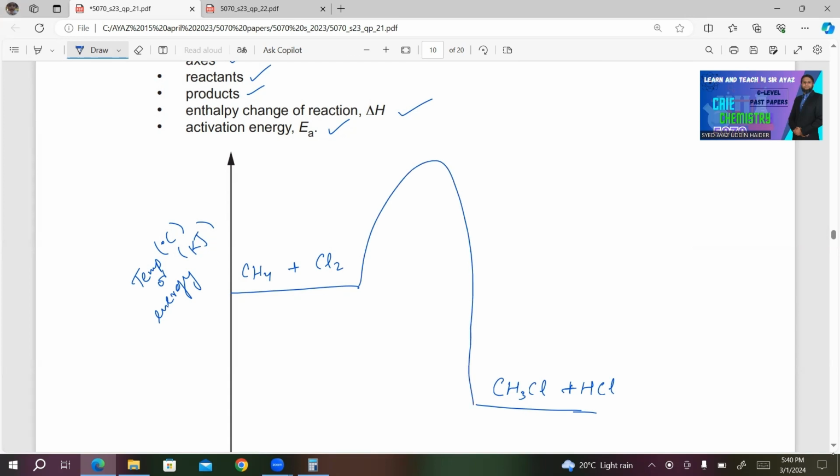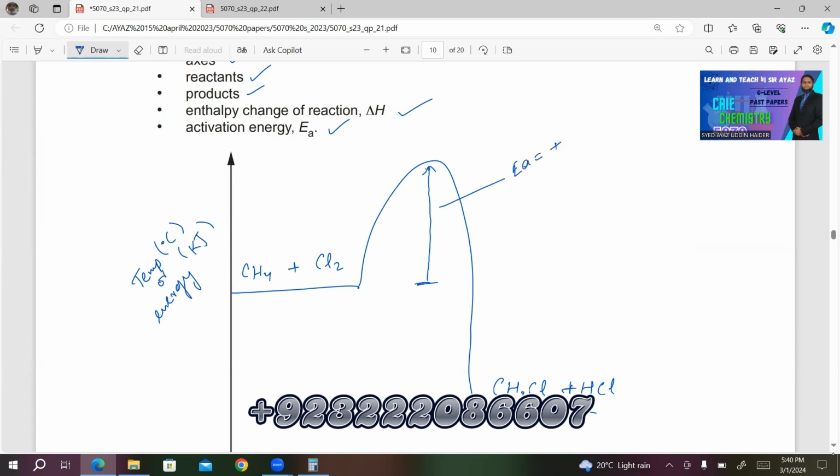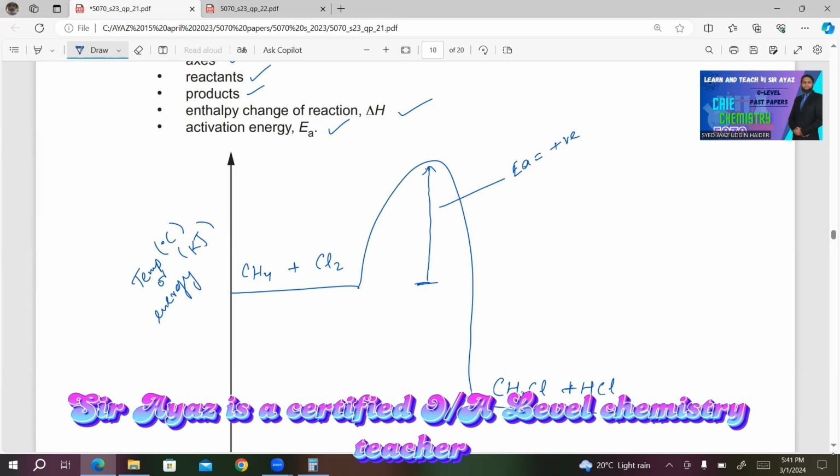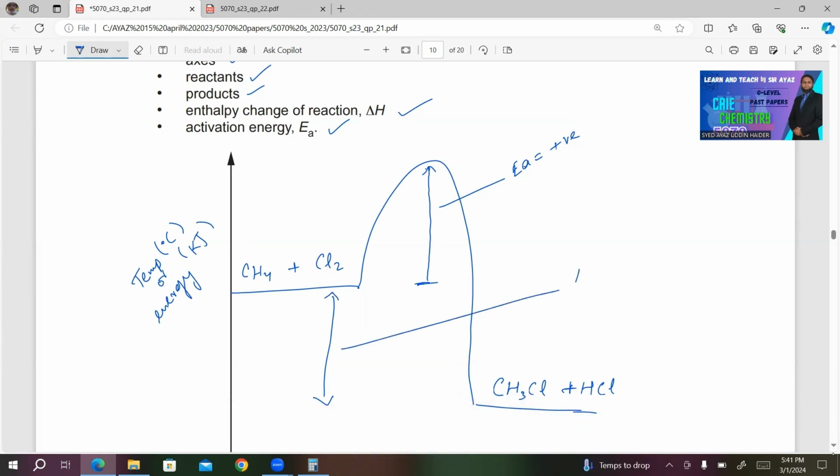This is the energy hump. And you know the activation energy, it starts from the reactant and goes up. We label it EA. The sign for EA is always positive, whether it's exothermic or endothermic. Now the energy change between these two sides, that is reactant and product side, we call it enthalpy change of reaction or delta H. This must be between reactant and product. This will be the enthalpy change, delta H, and the sign is minus.